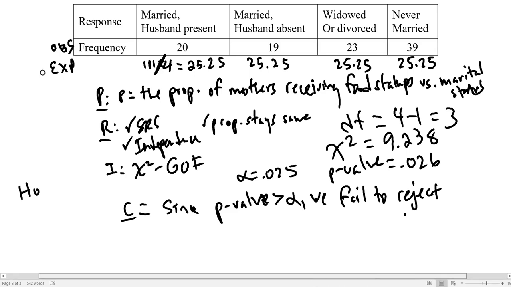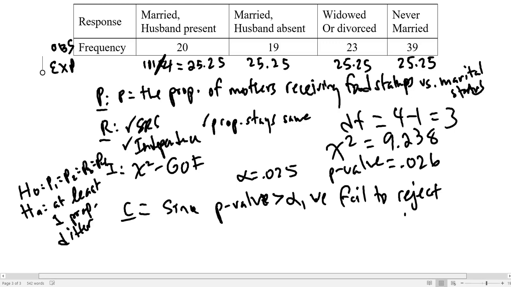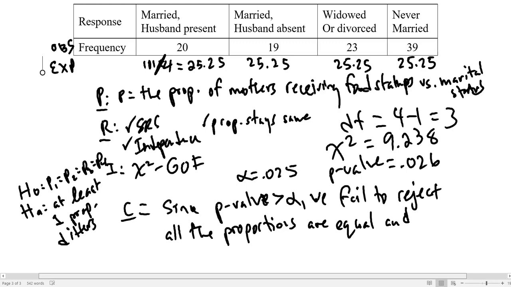So you get me in trouble here. P1 equals P2 equals P3 equals P4. All the proportions are equal. Alternatively, at least one proportion differs. Okay? Since the p-value is greater, we fail to reject that all the proportions are equal. And if we reject that, we conclude, oh, no, we didn't reject it.